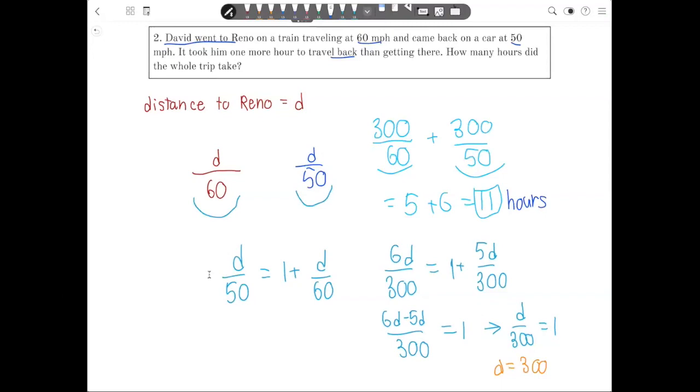And again, just to be clear, this is the number of hours for the first part, and this is for the second part. Because again, we just found here that D is 300, so the 300 is the distance, and 60 is the speed, and 50 is the speed for the second half. Any questions?